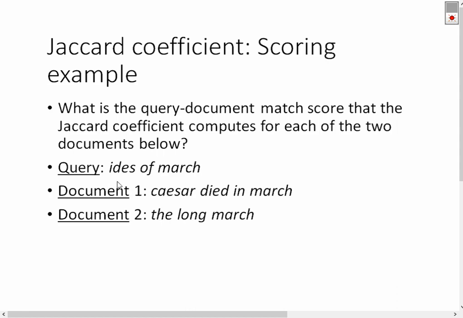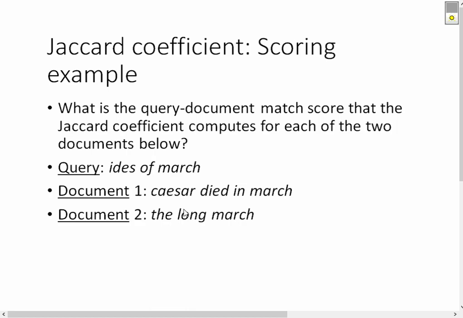Now, we can use that for scoring. So, for example, let's say that I put in the terms as a query, Ides of March. I have 3 words here. And then I want to compare how relevant this is to a couple of documents. So the first document has Caesar died in March. Between these two things, there is only one term that is common. And when I look at the other document, we also only have one term that is in common. So essentially, the scores are going to be similar.